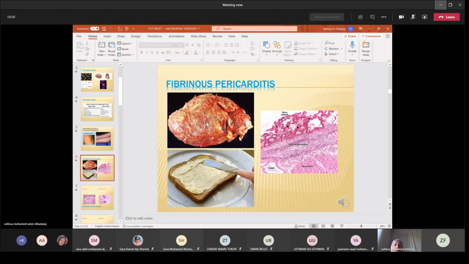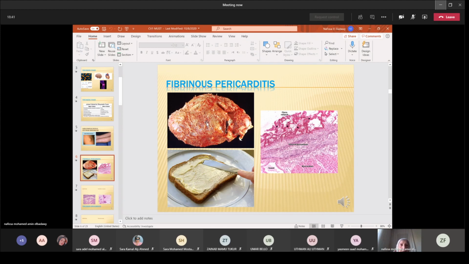So if we want to separate them from each other, we get an appearance and a feeling as if we have two pieces of bread and butter in the middle. If we try to separate the bread from each other, it will cause a shredding of the butter and the bread. That's why we call this appearance the bread and butter appearance.